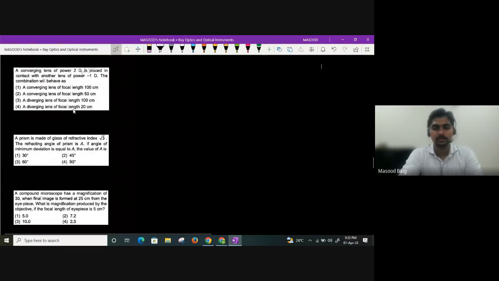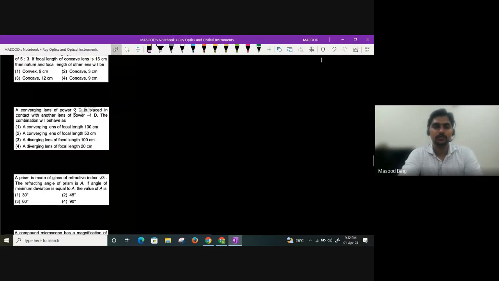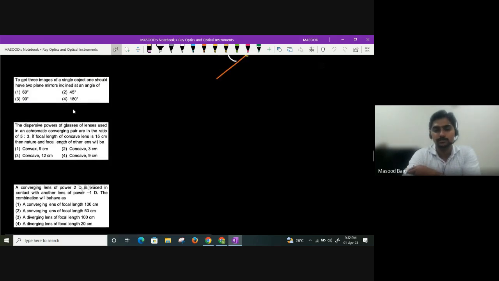Resolving power is very basic again. What is resolving power? Basically, if you take two objects, you are keeping very close to the eye, will you be able to see those two objects clearly? No. So you have to keep them at some distance or not? Yes. So the minimum separation between the two objects such that we can distinctly see the objects will be called the resolving power of any instrument.